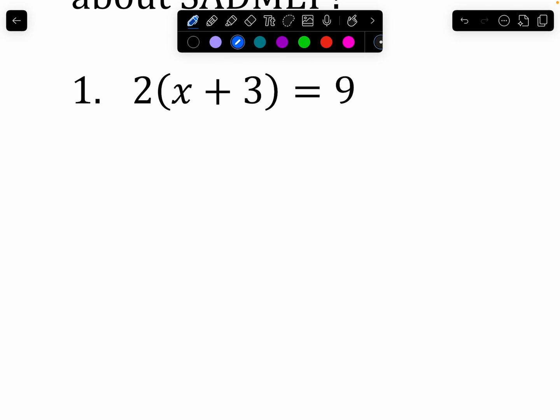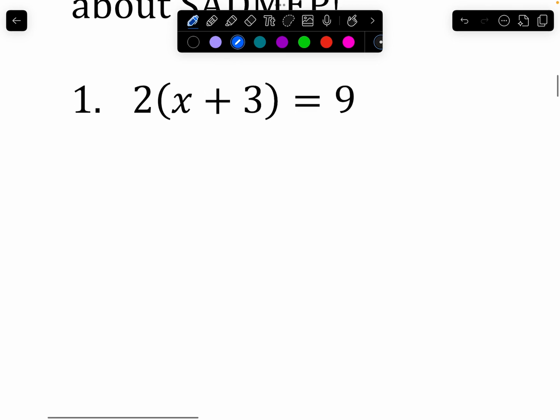I need to get rid of the 3 that is with the x, and then I need to get rid of the 2 that is in the front of the parentheses. So right now, x and 3 cannot be combined because one is an x and one is not. But not only that, they're trapped in a set of parentheses, so I cannot just try to subtract 3 out of the parentheses. It doesn't work like that. So what I'm going to have to do instead is figure out how to get rid of the parentheses while keeping the integrity of the inside of the parentheses.